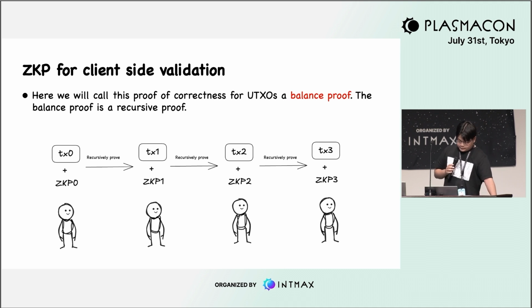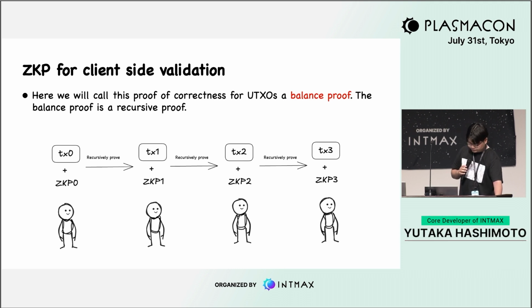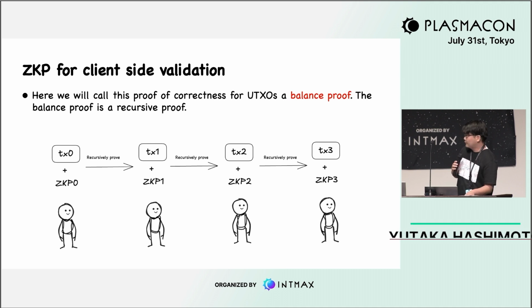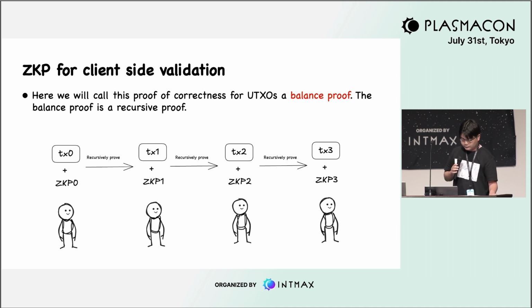So we call this proof a balance proof. A balance proof is a recursive proof. Every time a participant makes a transfer, the balance proof is updated. And this chain of recursive proofs continues until the assets are withdrawn.